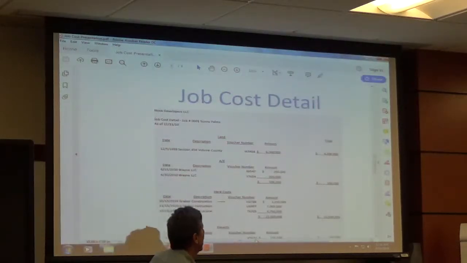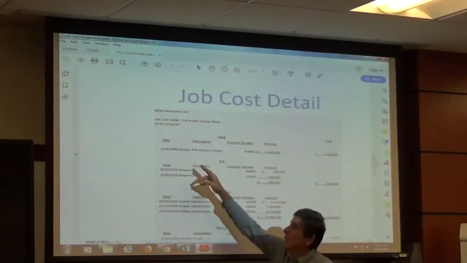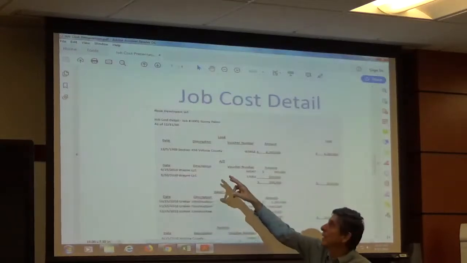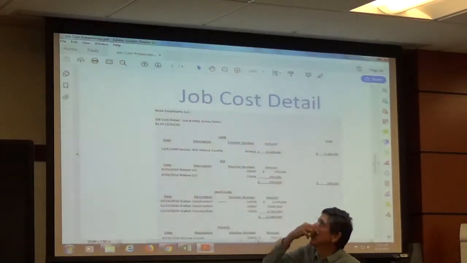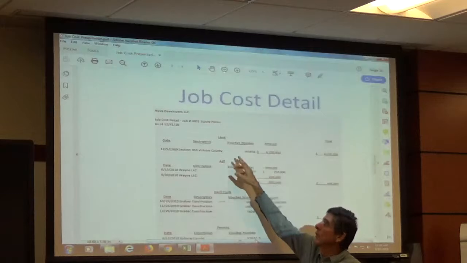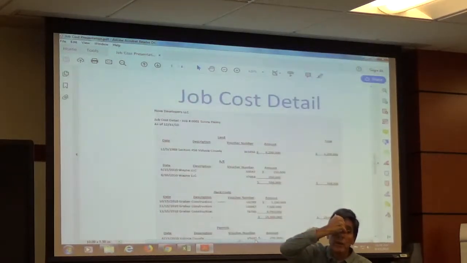Okay, so we bought the land on the 5th of December of 1989. It was section 459 in Volusia County, and if we really want to look at the deed, we could go to that voucher and find it there.